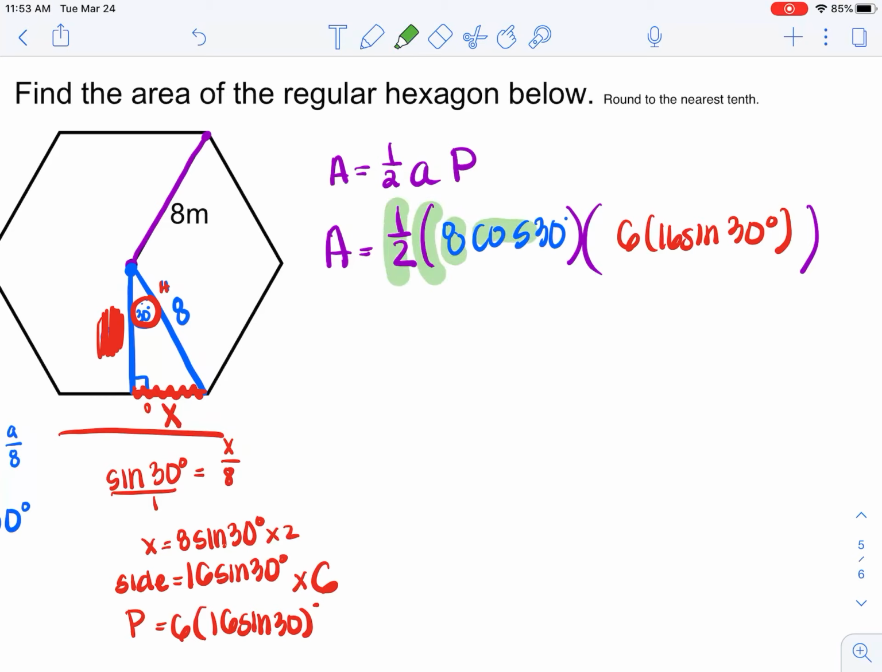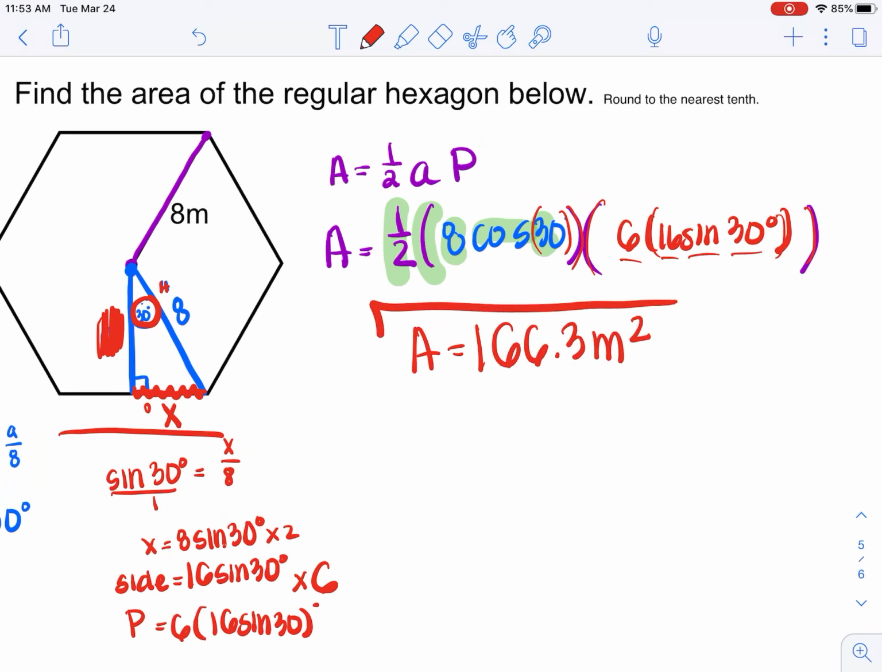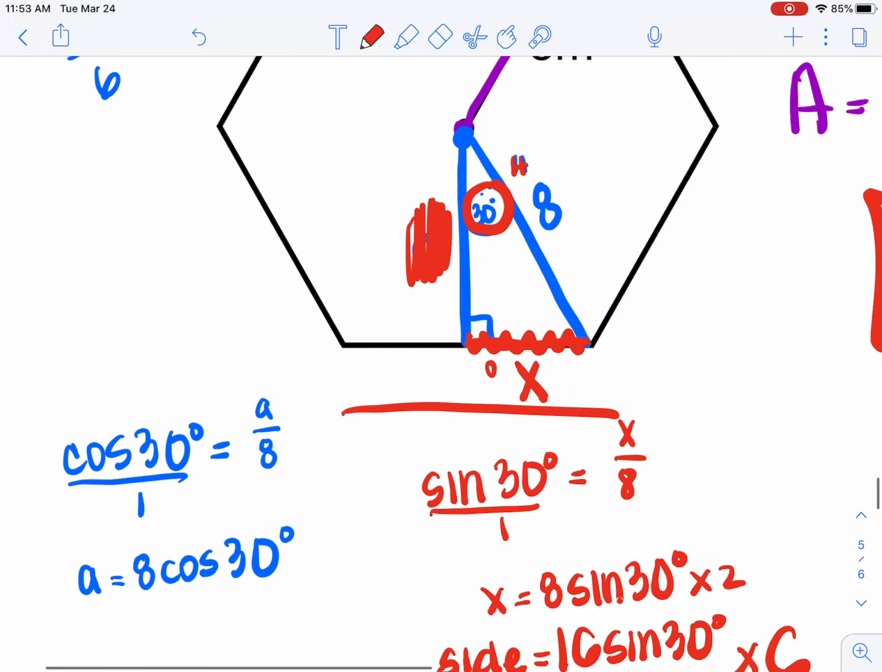All right, now I can go ahead and put that in my calculator. I would do 1/2 parentheses 8 cosine of 30. If a parentheses opened in front of your 30, remember you have to close it and then close this one. Open a new parentheses, 6, open a new parentheses, 16 sine of 30, close parentheses, close the parentheses. If you got 166.3 meters squared, then you typed it in correctly.